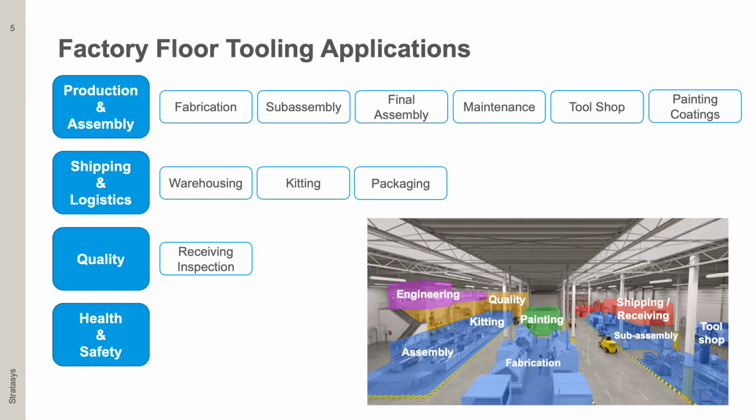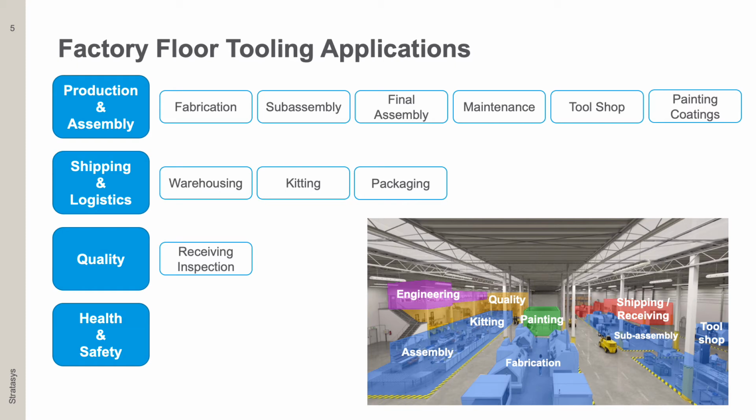Oftentimes, we tend to think of tooling in a limited way, restricted to our own area of responsibility. The truth is, tooling is used across the full spectrum of the production process, from incoming raw materials to shipment of the finished product. That means that there's a large potential to leverage the benefits of AM tools in each one of these areas that could result in cumulative savings across the manufacturing process. To break this down a little, we can consider tooling to fall under four broad categories: production and assembly, shipping and logistics, quality, health and safety. In the following slides, we'll take a look at specific tooling applications within each category and go a little deeper on how AM tooling can impact each of those areas on the factory floor.